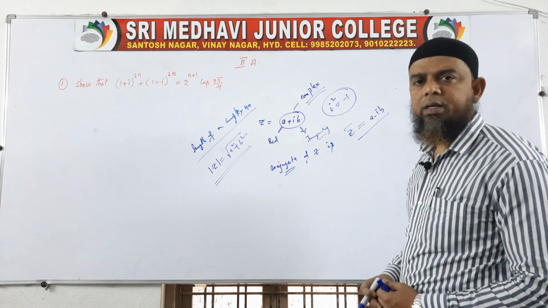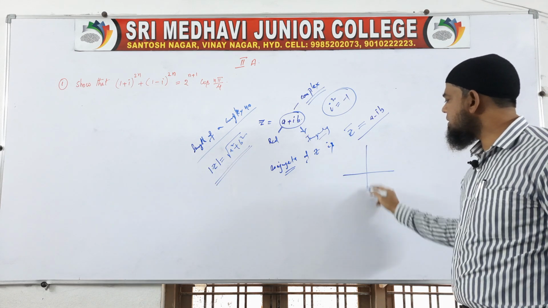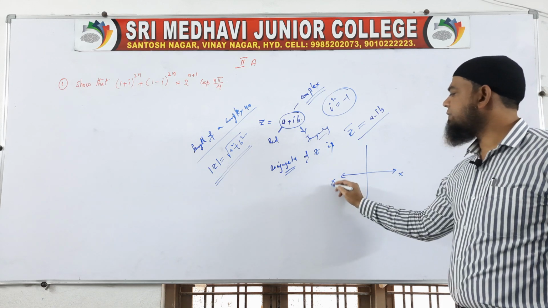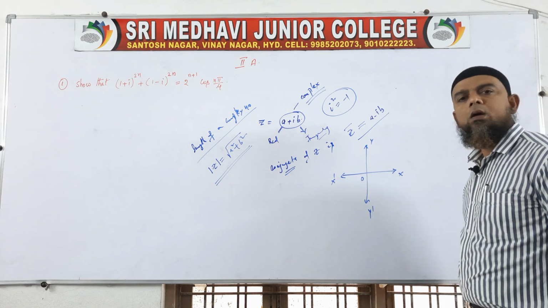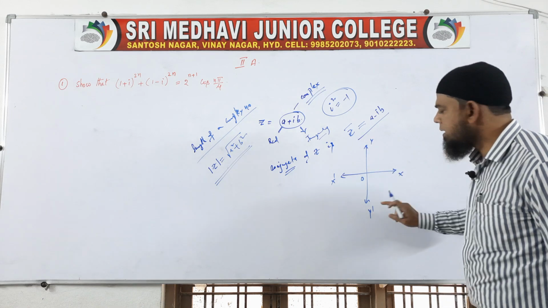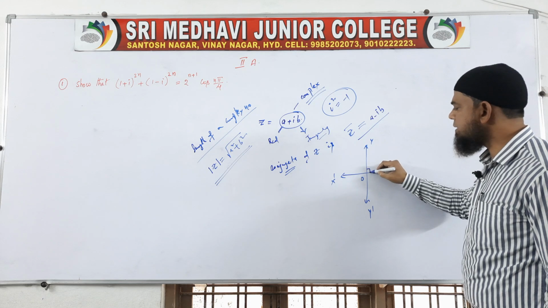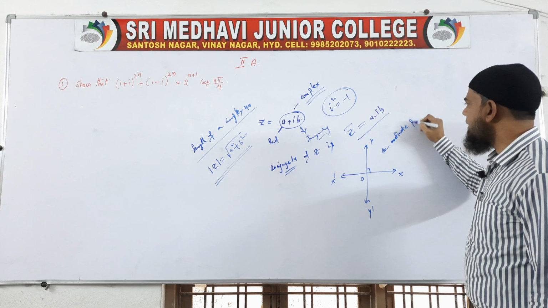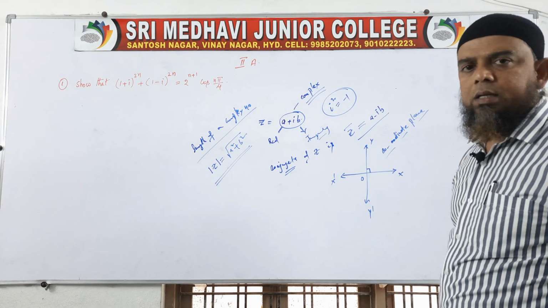Now, you know one thing from before: the horizontal line is called the x-axis, from x to x dash, and y to y dash is called the y-axis. The angle between these two lines is 90 degrees. This is called the coordinate plane.